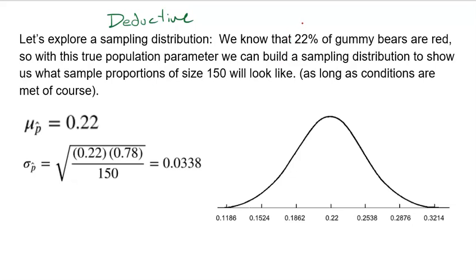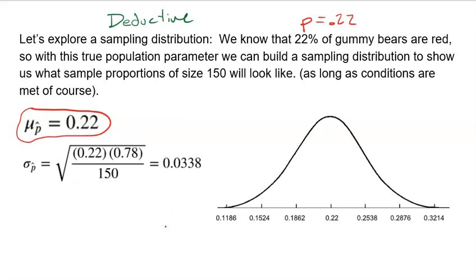So in this case, we know that the true proportion of gummy bears that are red is 22%. Okay, that's the true population parameter. Now what we could do is build a sampling distribution to show us what all the millions of possible sample proportions could look like from size 150. Again, the center of the sampling distribution is going to be the truth. The mean of all the millions of p-hats out there is going to be 22%. Now, that is only true provided the condition that the samples are random to avoid bias.